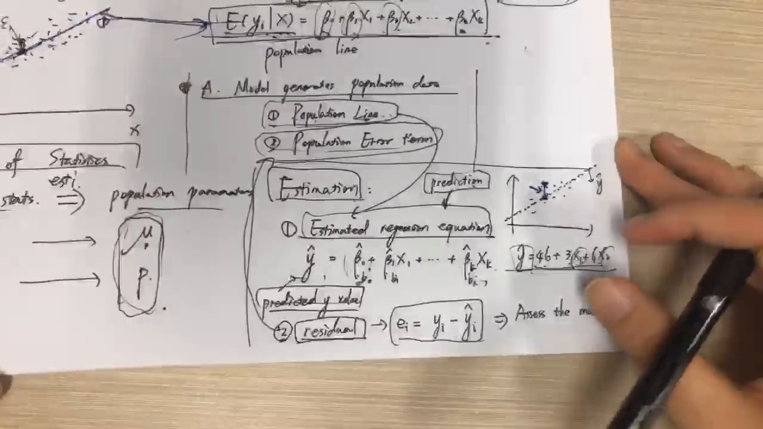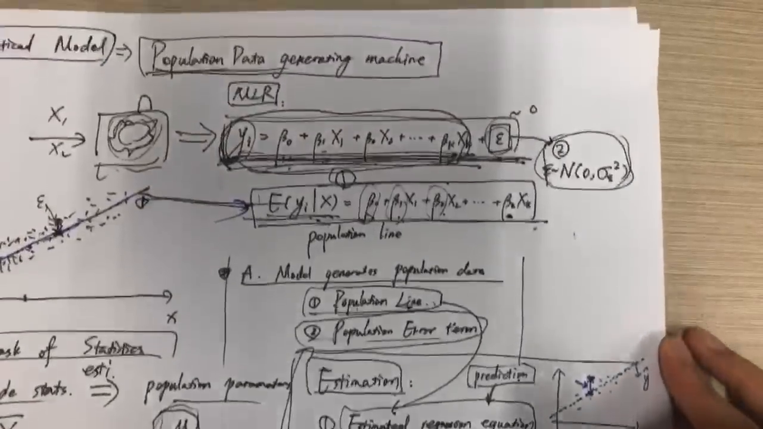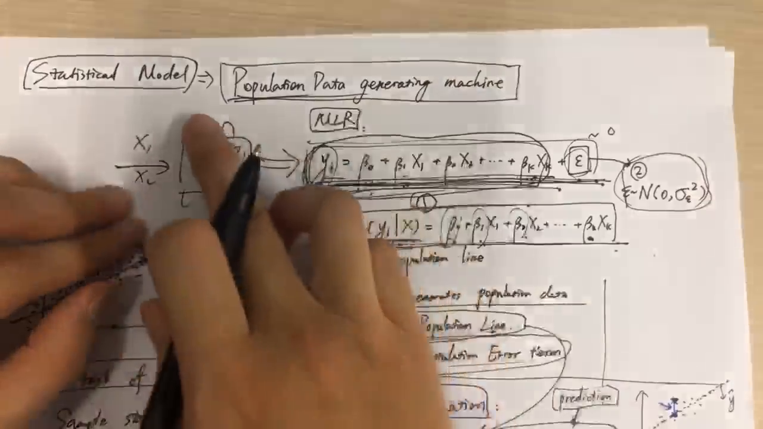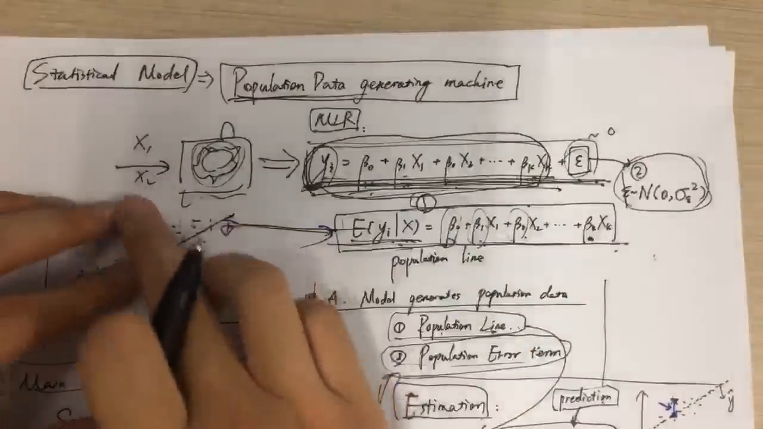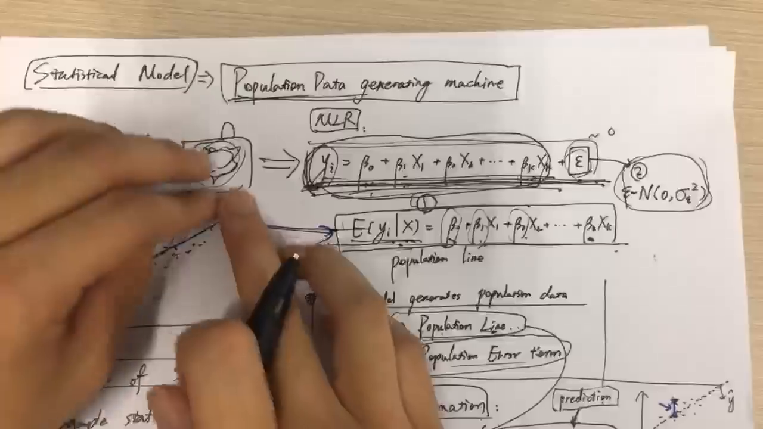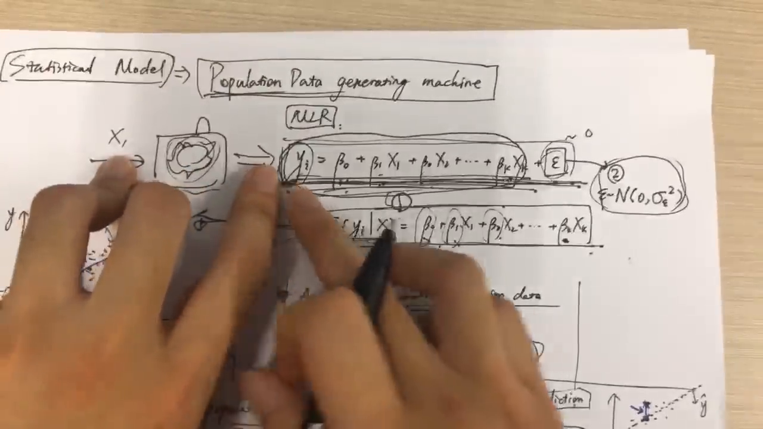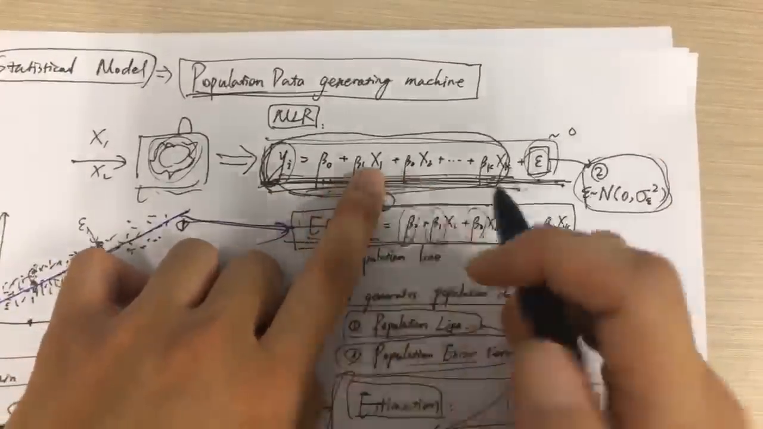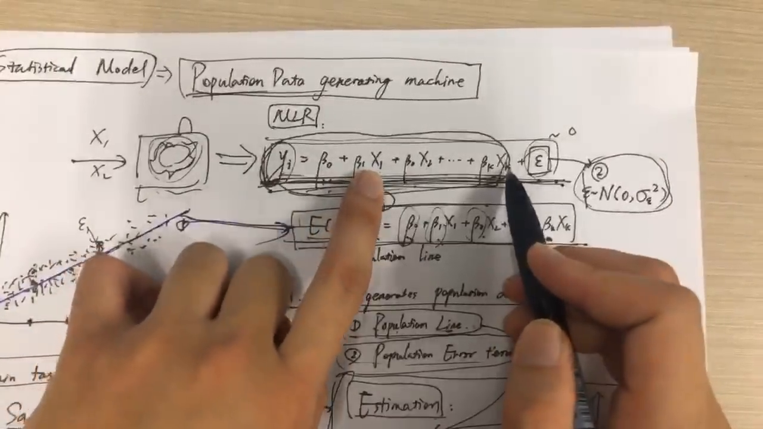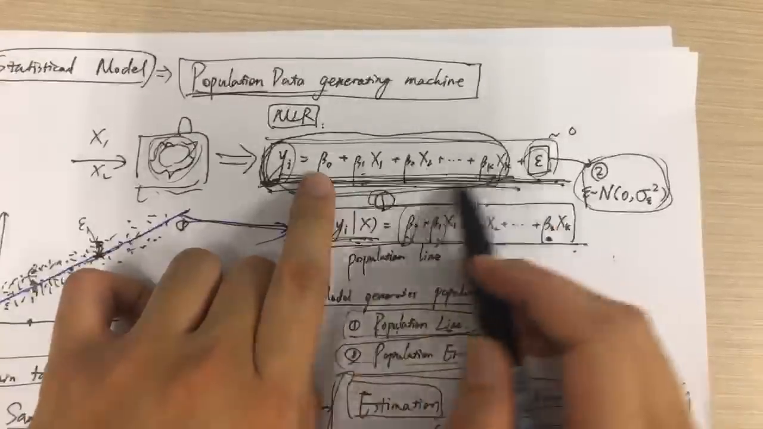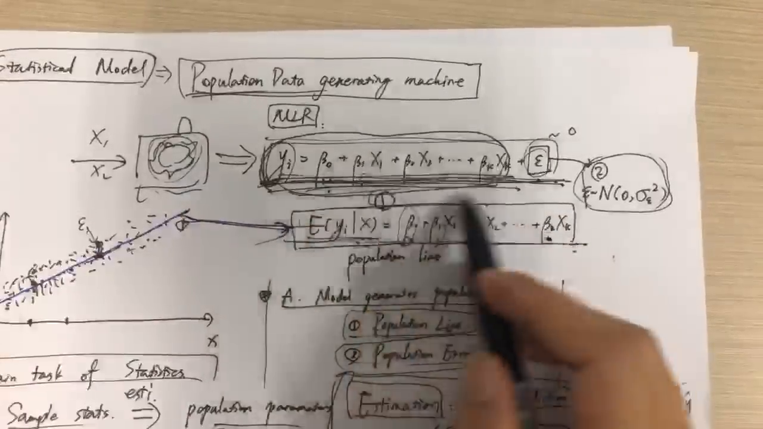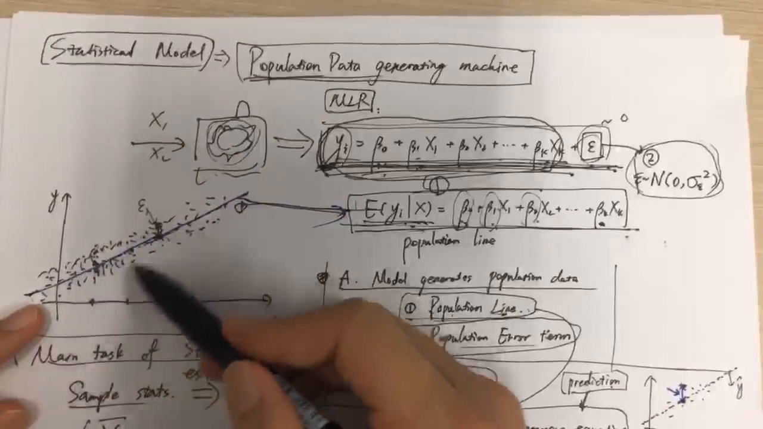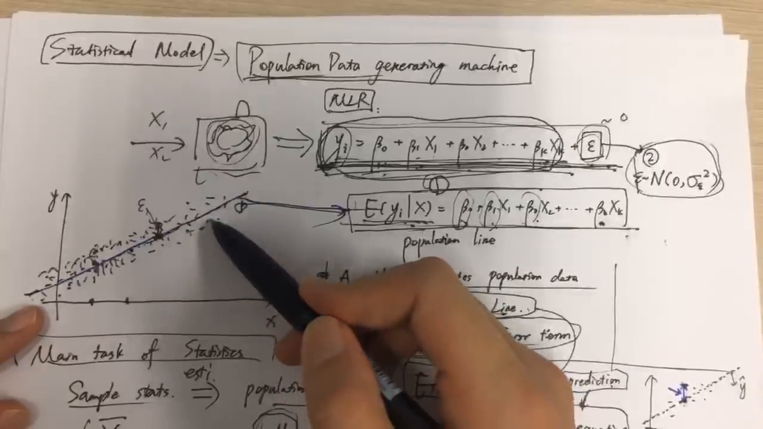All right. So in the first 15 minutes, we covered what is a statistical model. We know that it's just some population data generating machine. When you input some data, you can generate an output Y. So this is a kind of machine. And in this machine, the inputs are the X values. And then after some operations with the straight line part, and then add a random error, it will generate the population data like this, right?